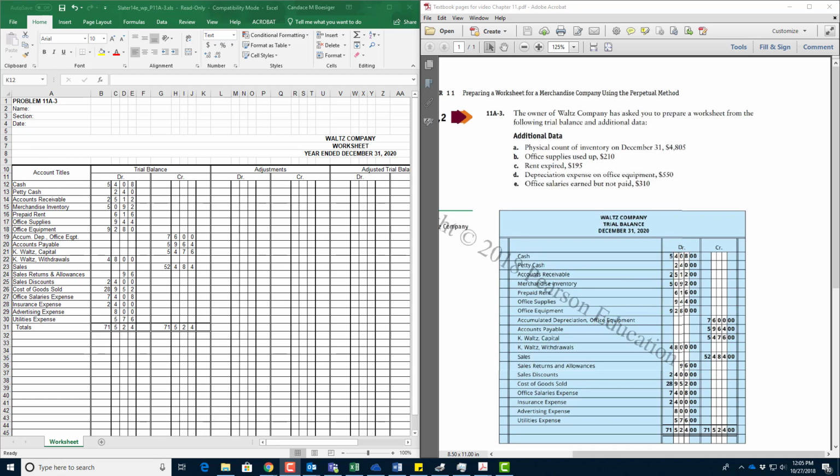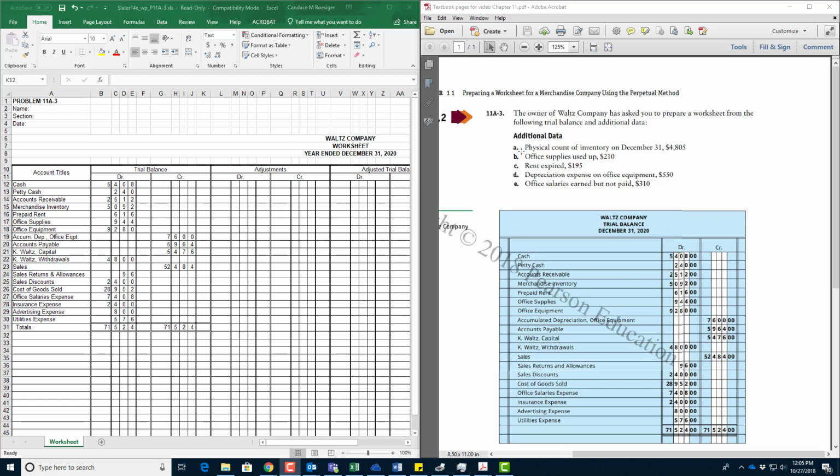Luckily, it is a fairly decent sized review for Chapter 4 that you did a long time ago. So it's a worksheet, and there are just a couple of different items here, but for the most part it is 100% the same, and that makes it super nice. So we're going to do problem 11A3. The owner of Walt's company has asked you to prepare a worksheet for the following trial balance and additional data.